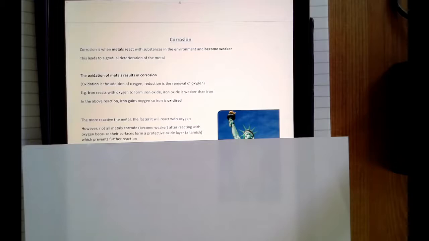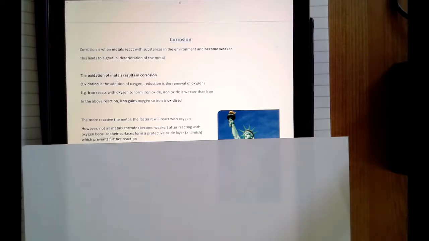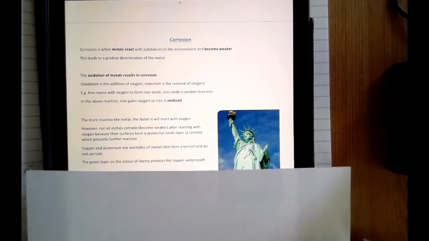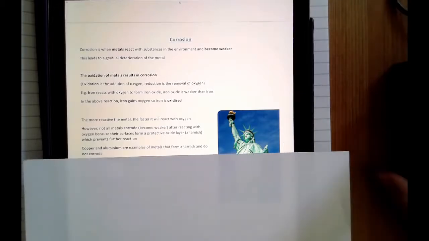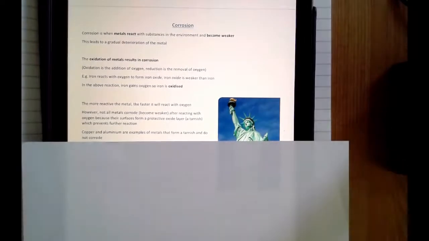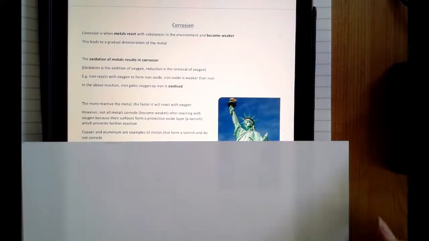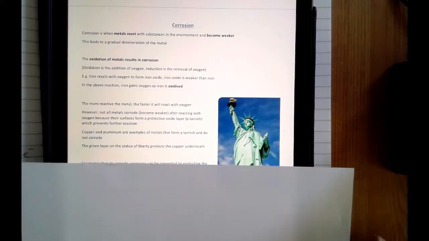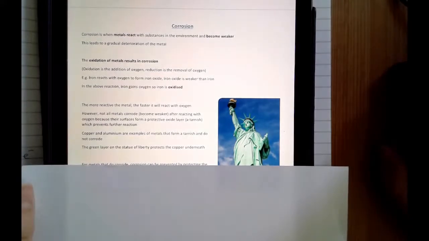So yes, it's still reacting with oxygen, but it's not deteriorating over time because the tarnish prevents it from becoming weaker. So copper and aluminium are both examples of metals that can form a tarnish, and because they form a tarnish, they don't corrode. Yes, they still react with oxygen, but they don't become weaker. Remember, to corrode, you're becoming weaker. They're not becoming weaker because that tarnish protects them. And on the Statue of Liberty, it's the green layer. That's the tarnish. It protects all of the copper underneath.